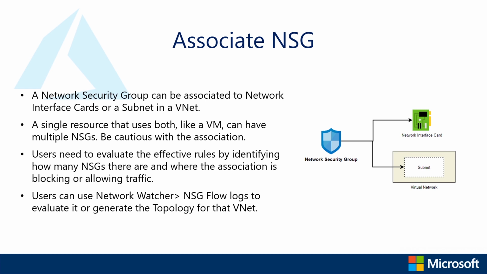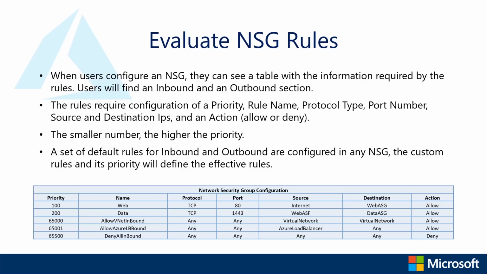Now, after we associate, we have the chance of evaluating the results. We can see, based on all the rules that we have, which one will take priority over the others. Okay, remember, the smaller the number, the higher the priority. So if we have something on 100, nothing will be beyond that. As I said, try to avoid using the top 100. Try to use 110, 120, something like that.